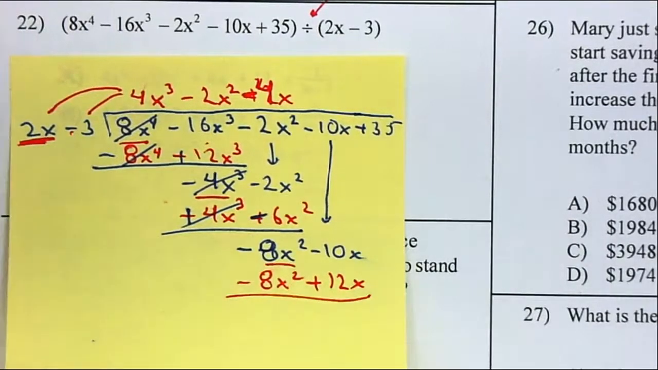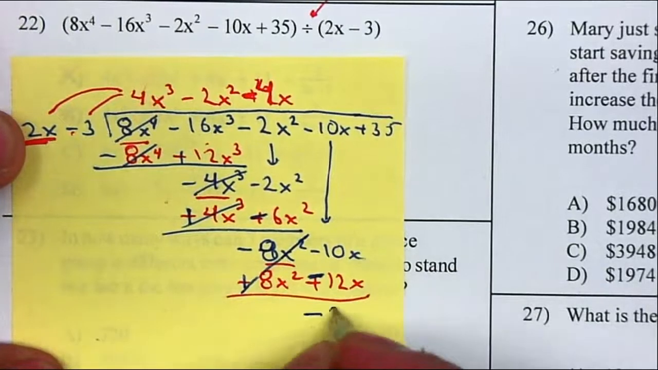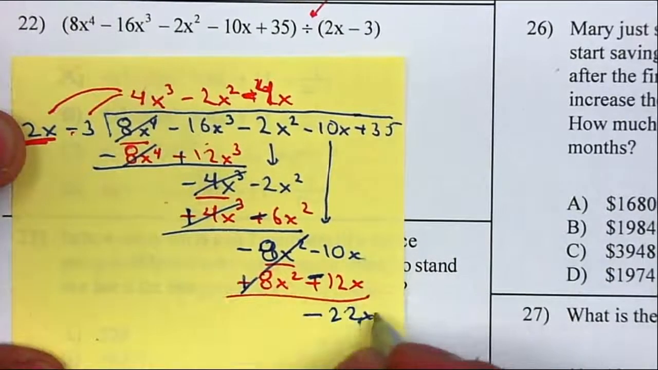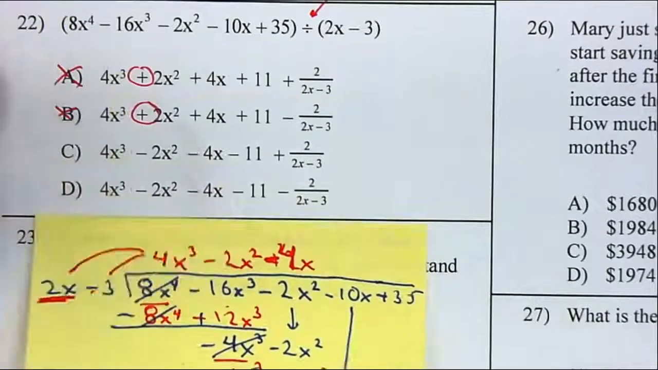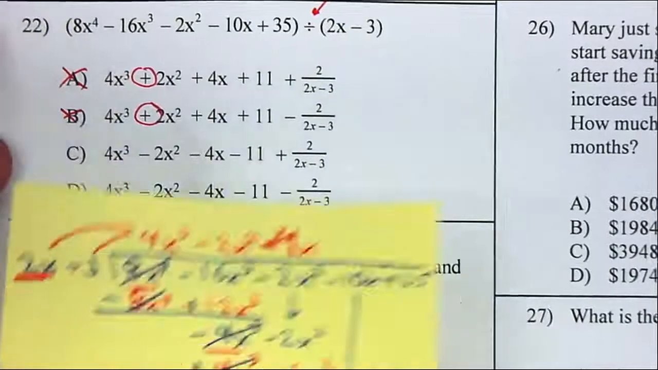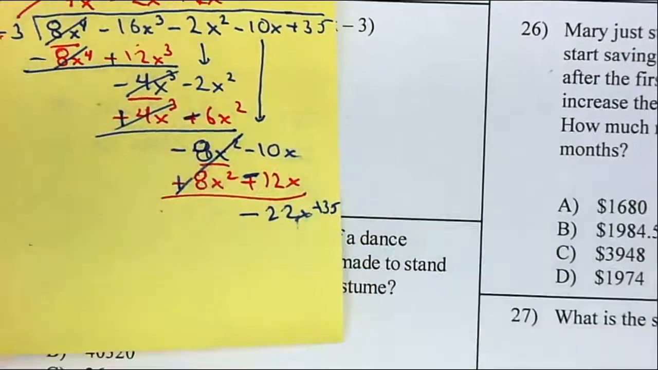And I'm going to change my sign. That's a positive, that's a negative. That cancels. That gives me negative 22x. Bring down your next number, it will be positive 35. And your next number should be negative 11. 2x multiplied by what gives me negative 22x? It will be negative 11.